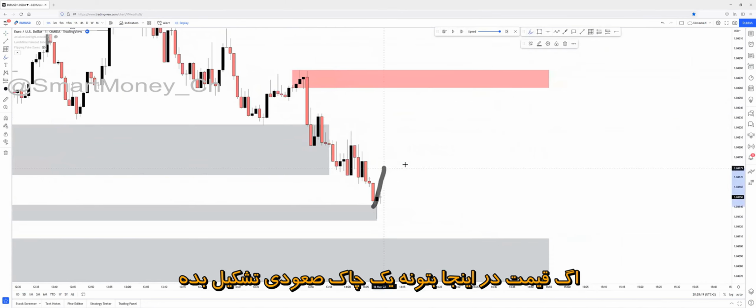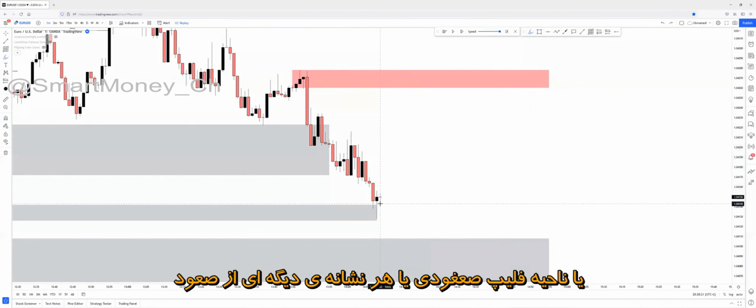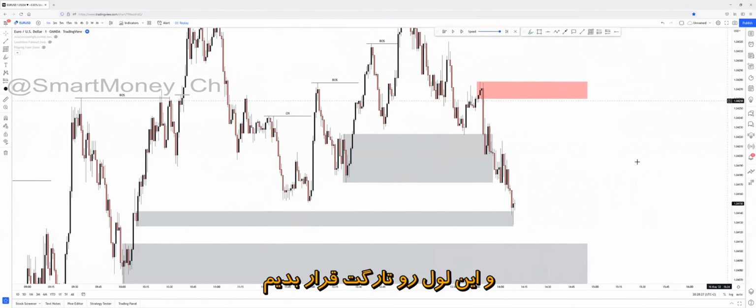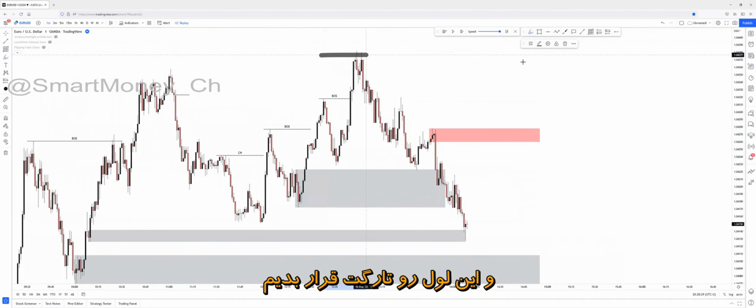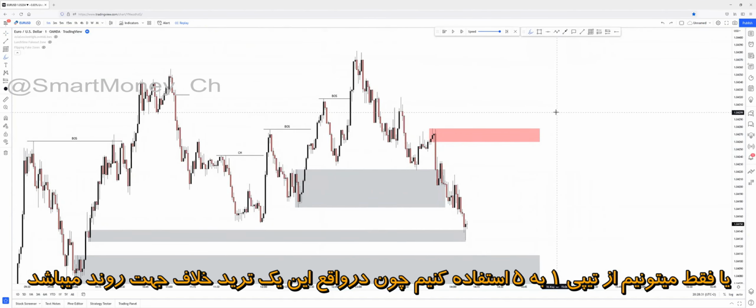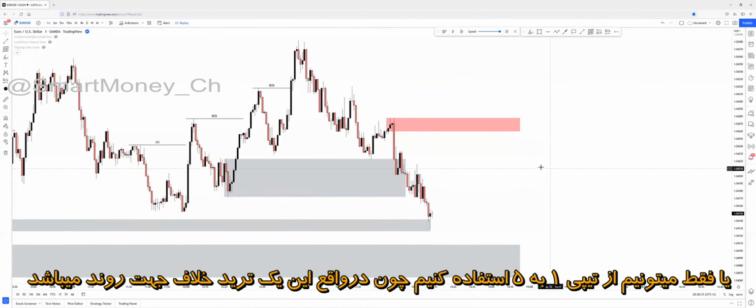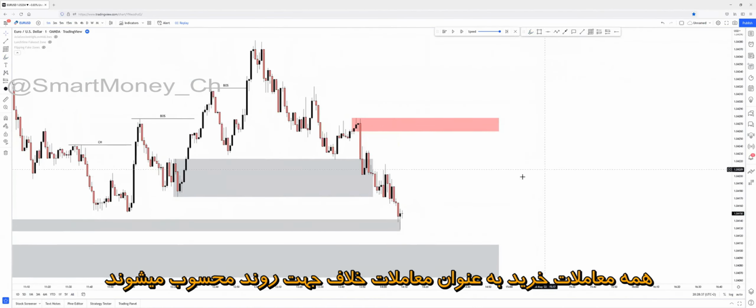If price can create a change of character here to the upside, for example, or maybe create a flip zone or any bullish reversal sign, then we'll be able to take a continuation trade, maybe targeting this level, or we can just TP it in 1 to 5, because actually this is a counter trend trade movement. All longs are considered counter trend trade movements.